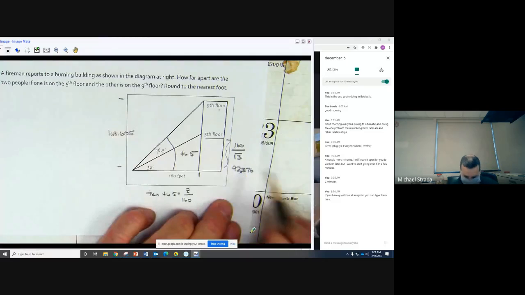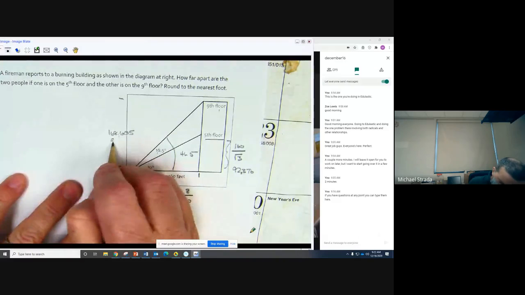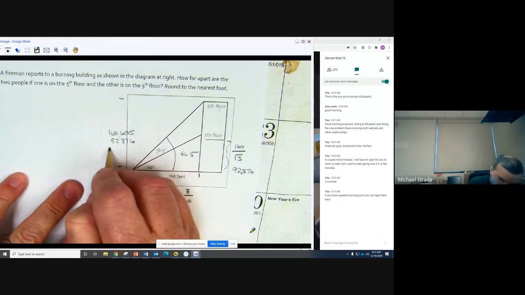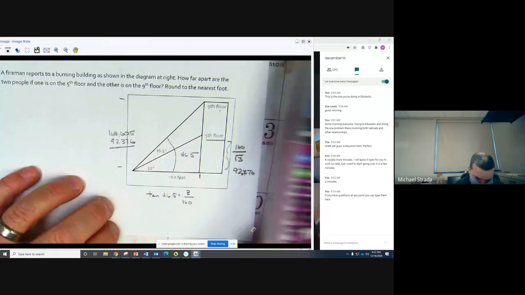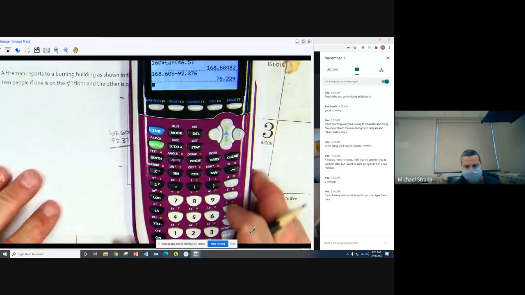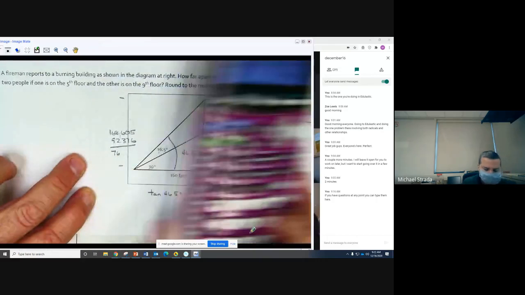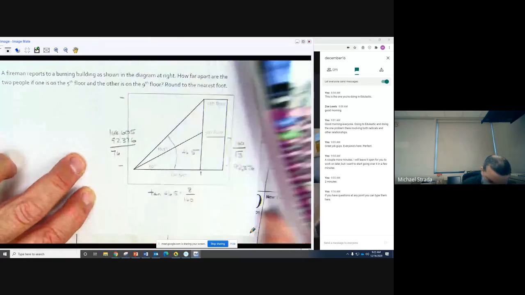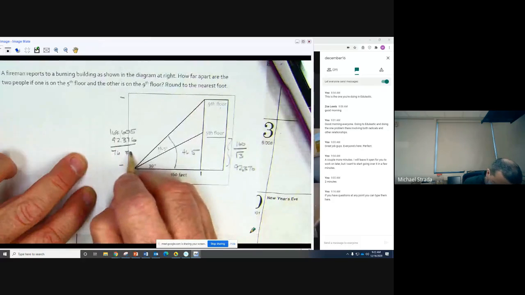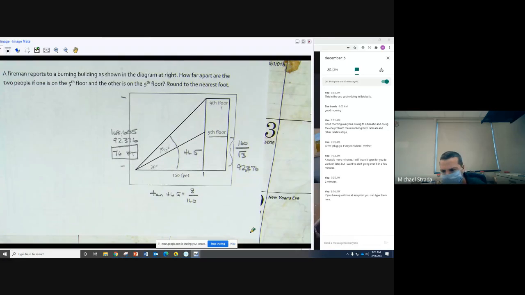All right. If that's the 5th floor and that's the 9th floor, I'm finding the difference. And when I find the difference, I subtract 168.605 minus 92.376. I get 76.229, which is 76 feet. All right, and basically it's telling me to round to the nearest foot. So since it's less than 0.5, I leave it at 76.